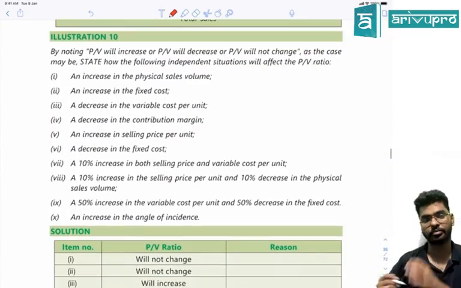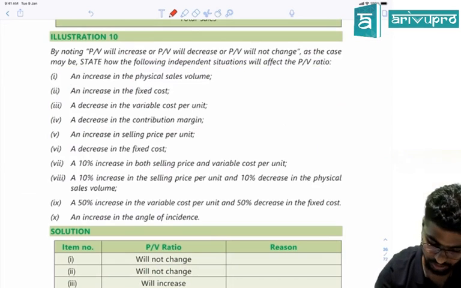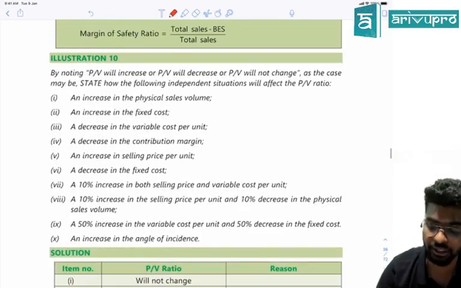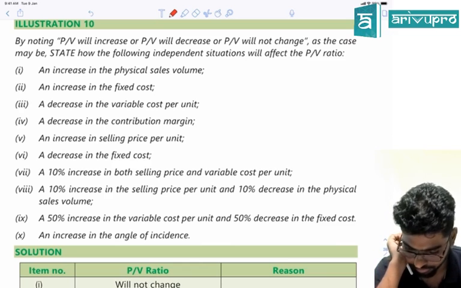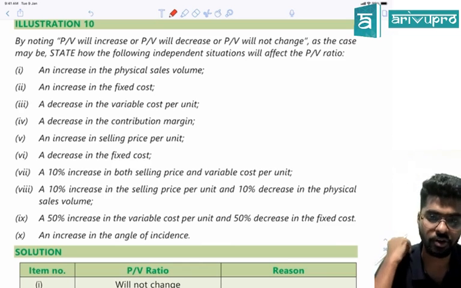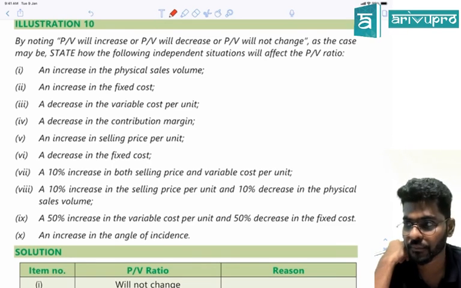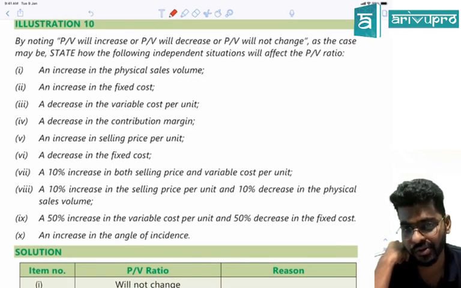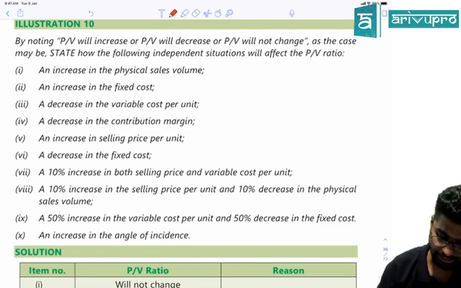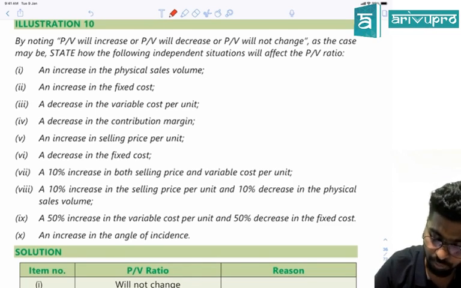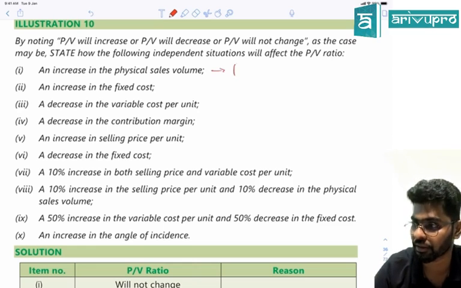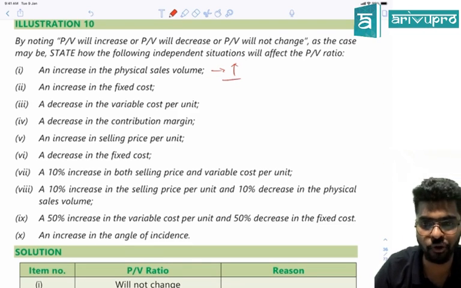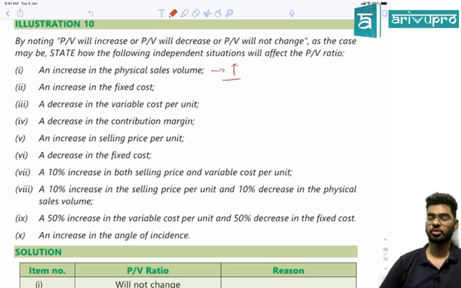Okay, guys. Now, let's try understanding this question. We have to tell whether the PV ratio will increase, decrease, or other thing. So, at the back of my mind, let's keep this. What is PV ratio? Correct? Contribution to sales. If the number of units increases, will there be change in the PV ratio?